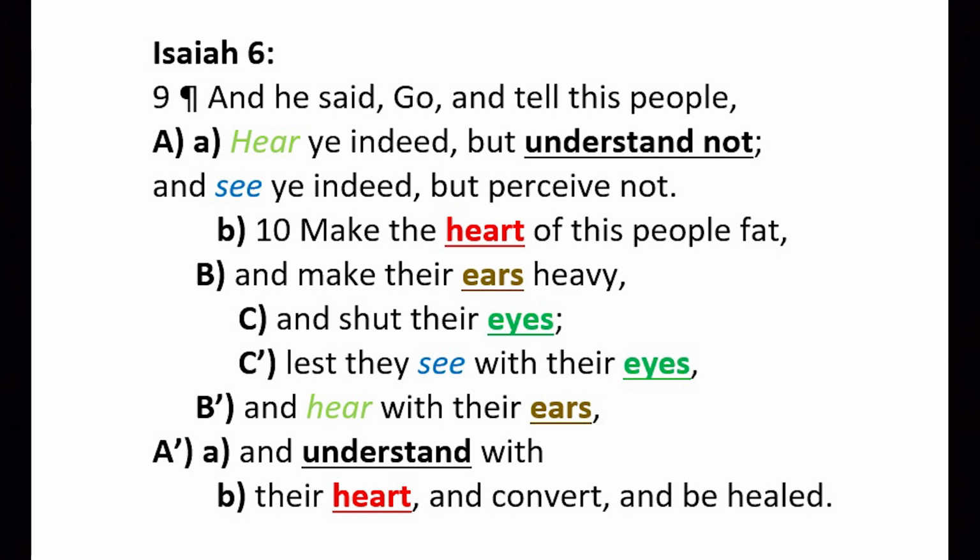So some other interesting things, if you look in the chiasmus, you notice in the line B and B prime, you have the word ears that matches in both the top and the bottom of the chiasmus.